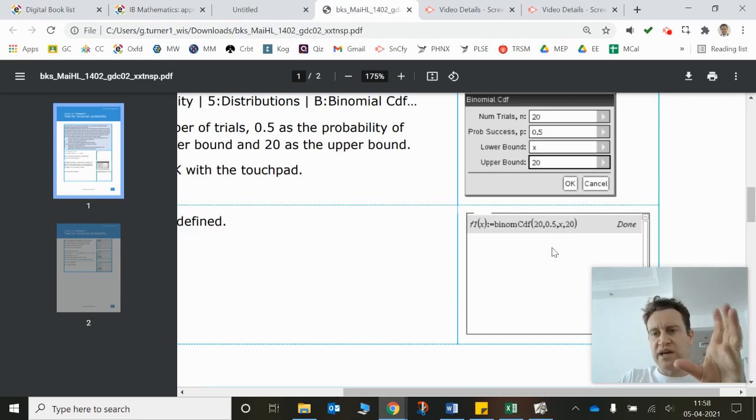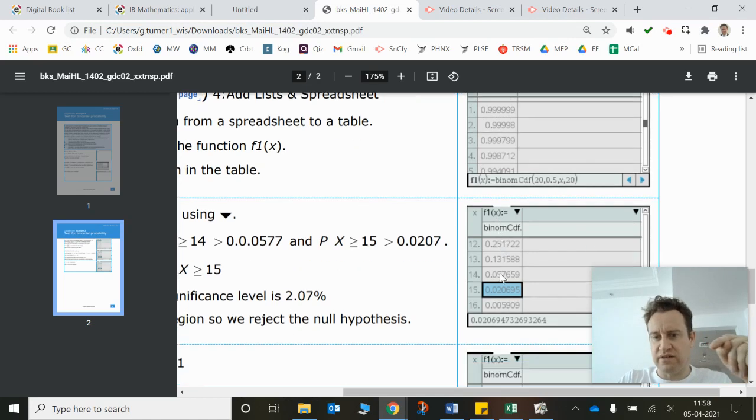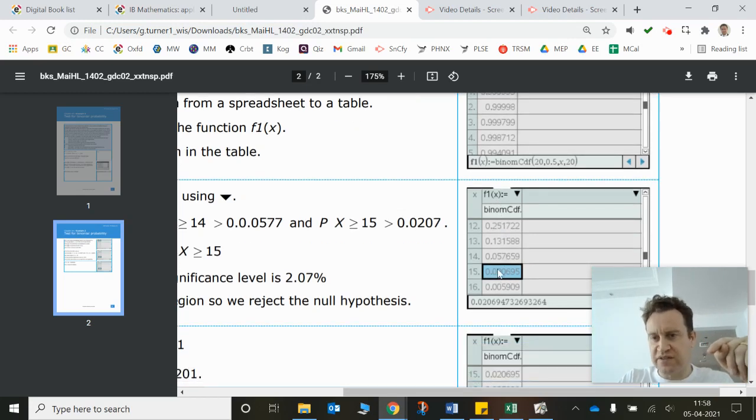Okay, so they've made this in a table. You can follow these instructions if you like. And there we go. They've put the function in here in the table. They've named this binomial CDF, and then they've listed 1 down to whatever. And they've found that 15 was the first place which went underneath 5%.